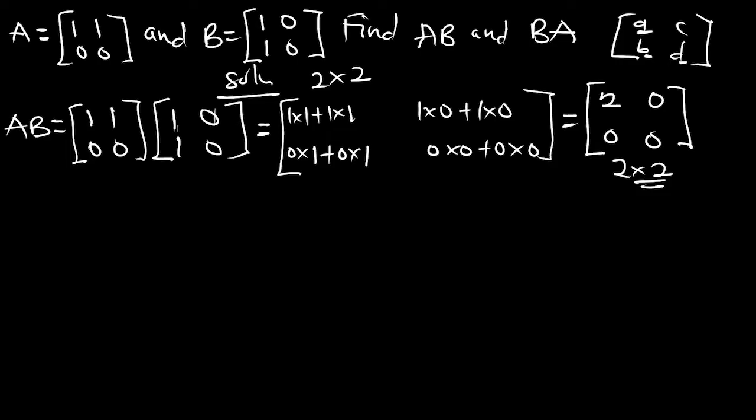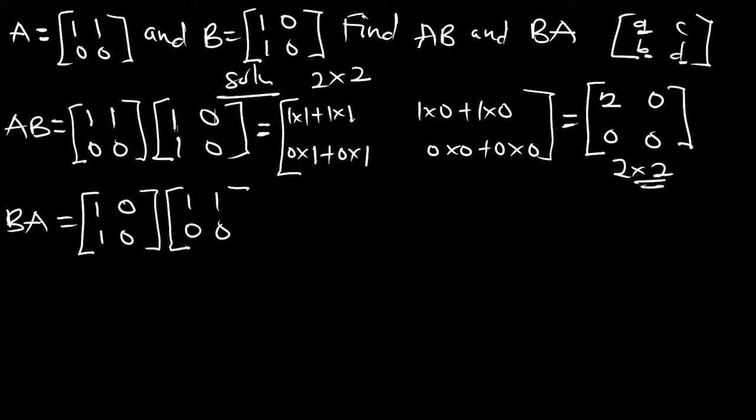Let's look for BA, so multiplication of B and A. We are going to arrange it how it looks like. Our B is 1, 0, 1, 0. And our A is 1, 1, 0, 0. Since this is a 2 by 2 and this is a 2 by 2, this and this are equal, meaning we are expecting an answer of 2 by 2. Are we okay? All right.